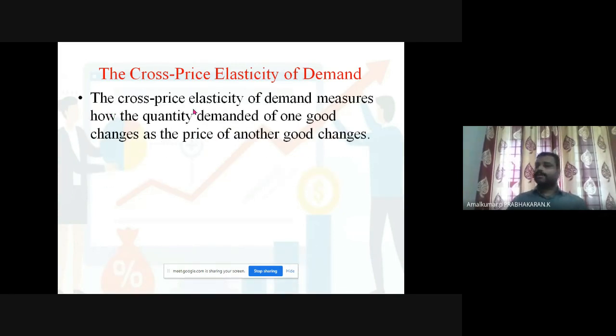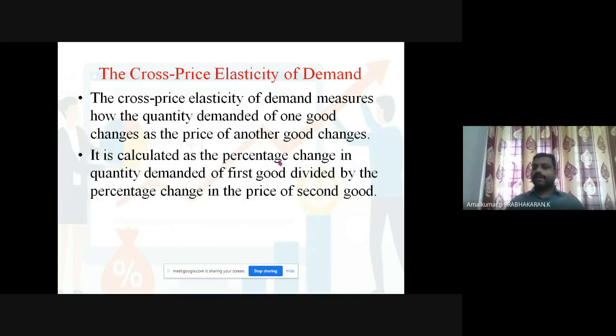The cross price elasticity of demand measures how the quantity demanded of one good changes as the price of another good changes. That means cross elasticity relates to two products. The price change of one particular commodity affects the quantity demanded of another commodity. This is called the cross price elasticity of demand. It is calculated as the percentage change in the quantity demanded of the first good.